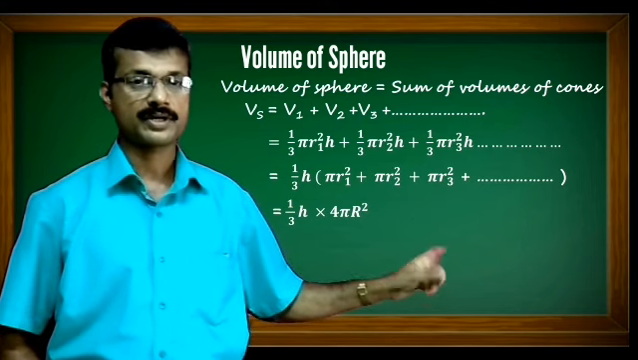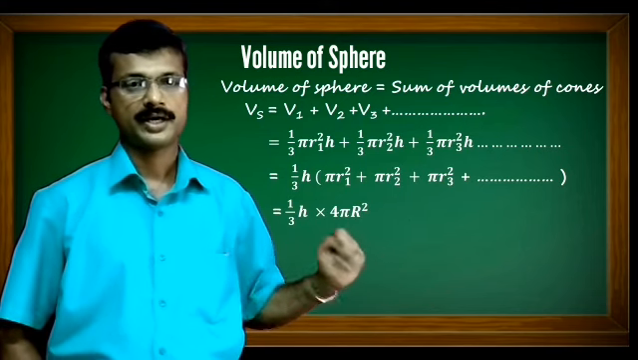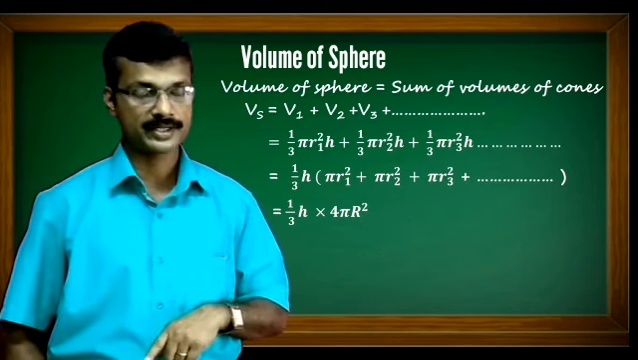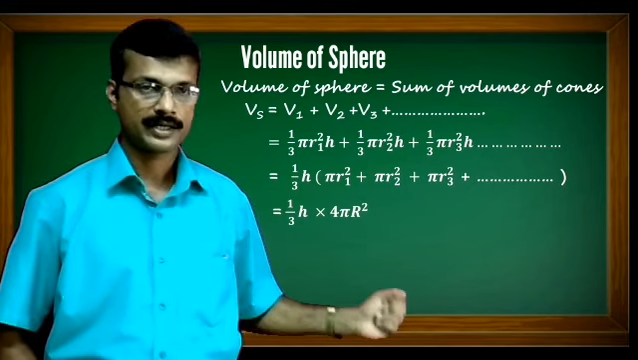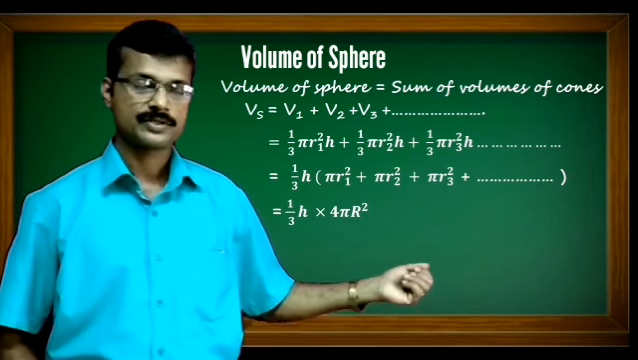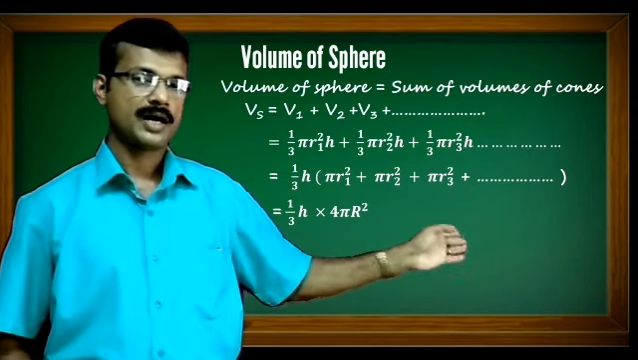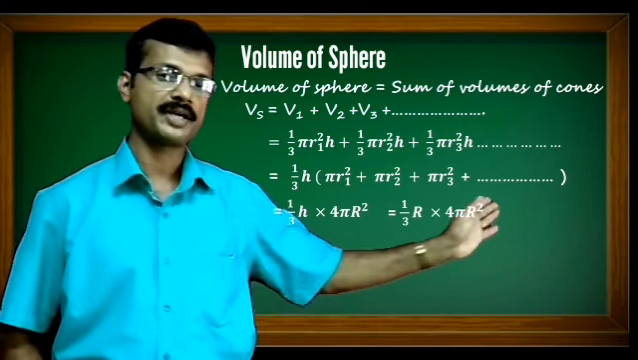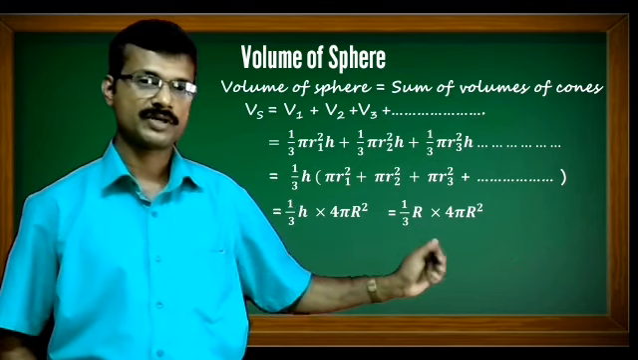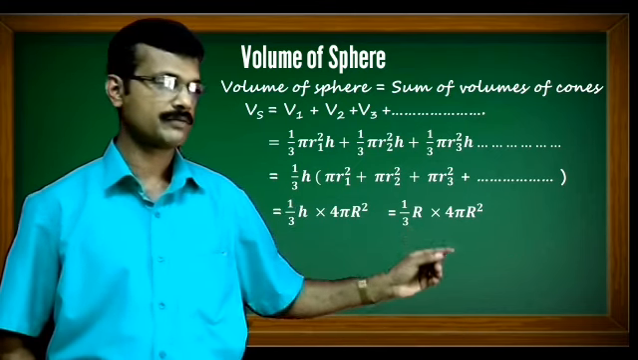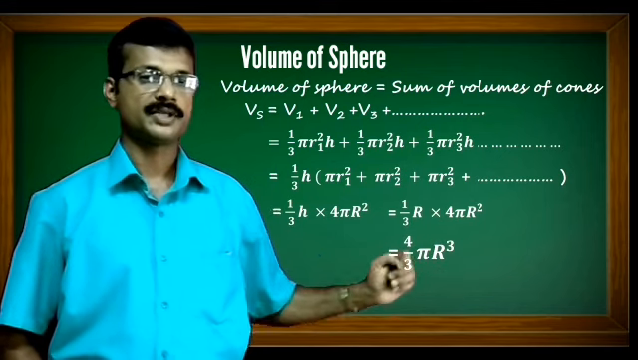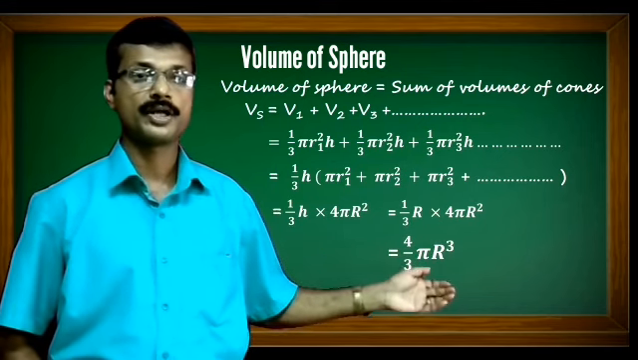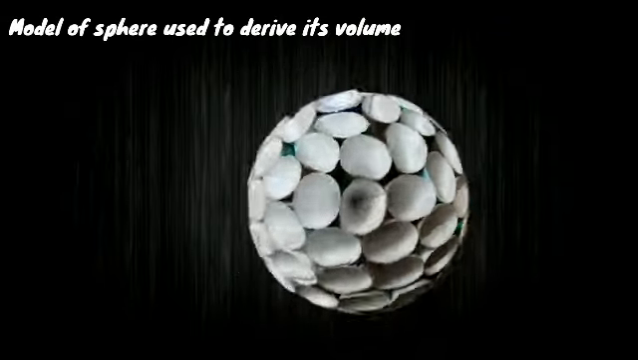Again, this h stands for the height of the cone, and the height of the cone is the same as the radius of the sphere. So h I can replace with the radius of the sphere, r. The formula becomes r by 3 into 4 pi r square. One more step, it becomes 4 by 3 pi r cube, that is the formula for the volume of a sphere.